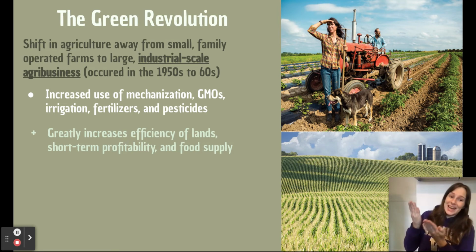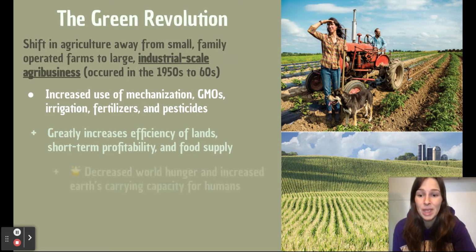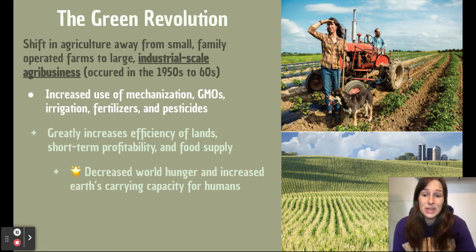So the big benefit of this is the fact that the Green Revolution greatly increased our efficiency of lands, our short-term profitability, and food supply. And ultimately why this matters is it means that billions of people eat. And so we're decreasing the starvation that happens. We're decreasing the famines. We're decreasing things like the big Dust Bowl that made it so that people had to move because they were starving and couldn't use their lands. And so that is a great benefit. We're talking about people's lives saved here. And what this does is it decreases world hunger and it increases Earth's carrying capacity for humans.